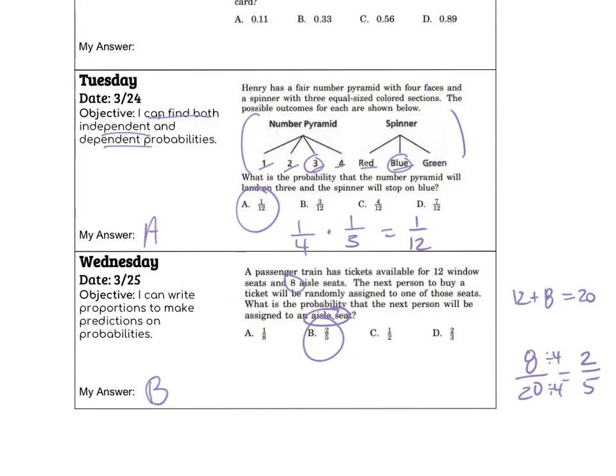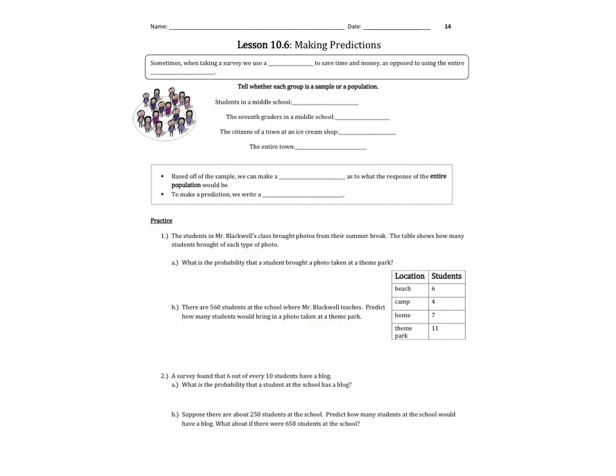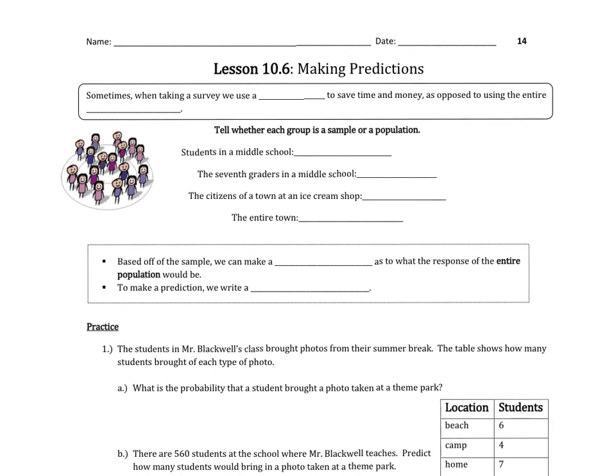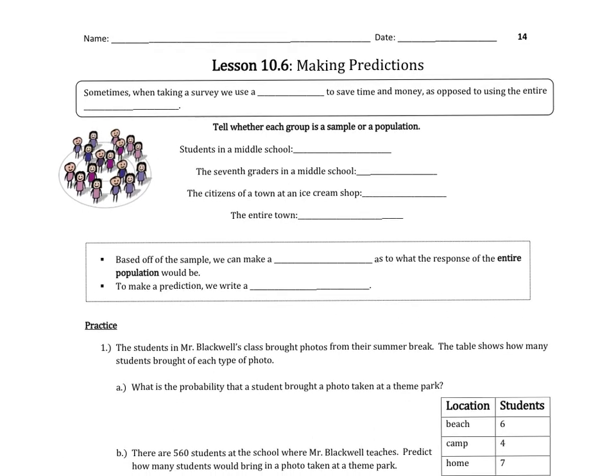All right, let's get into 10.6. So this is our last lesson in this chapter, which is good. And the really good thing about making predictions is you already know kind of how to do this. We're just kind of putting a name to it. So this kind of relates to what we were talking about in the statistics chapter. I actually had this lesson in the statistics chapter, but I decided to wait for probability to do it.